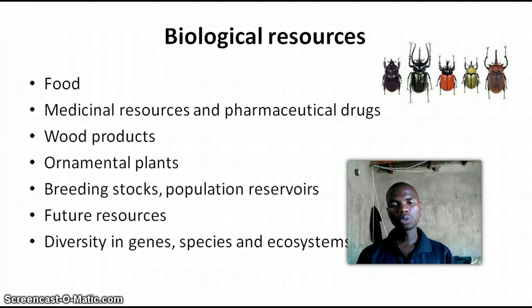We all need food. Everything that is locomotive needs food in order to survive. So we get food from biodiversity, and also medicinal resources and pharmaceutical drugs. The pills and the liquid medicines that we use come from the plants. And then the wood products: that's where we make our furniture and building materials. They come from the plants, which are part of biodiversity.